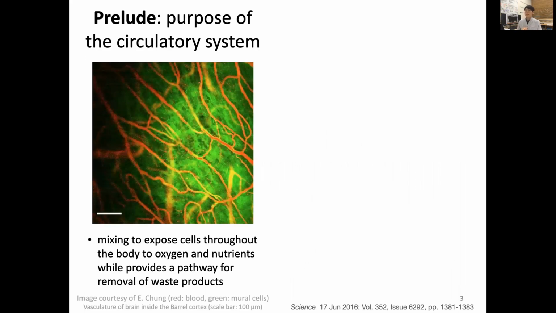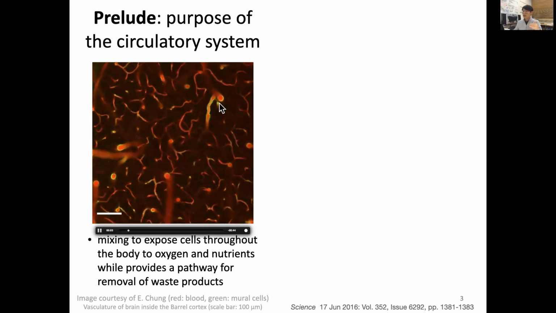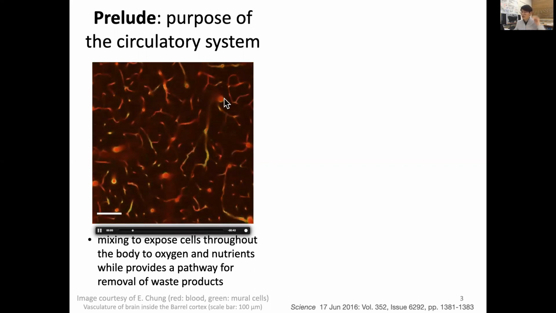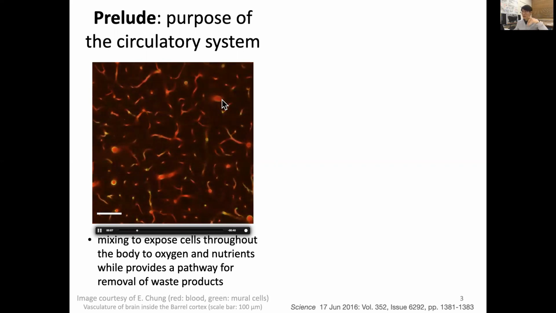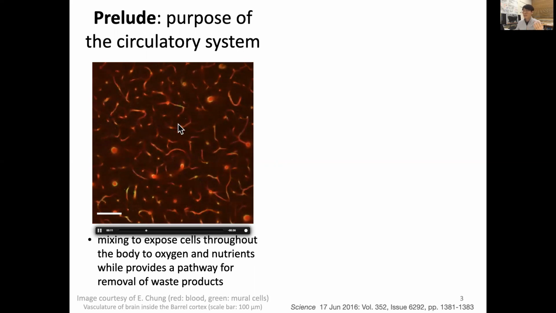So let me start by showing you a movie of the blood vessels in the circulatory system. This movie is what I took with the microscope in a mouse brain. Let me show from top to bottom. These red ones are blood vessels. You see these are arterioles, diving, penetrating arterioles. And these little things are capillary vessels.